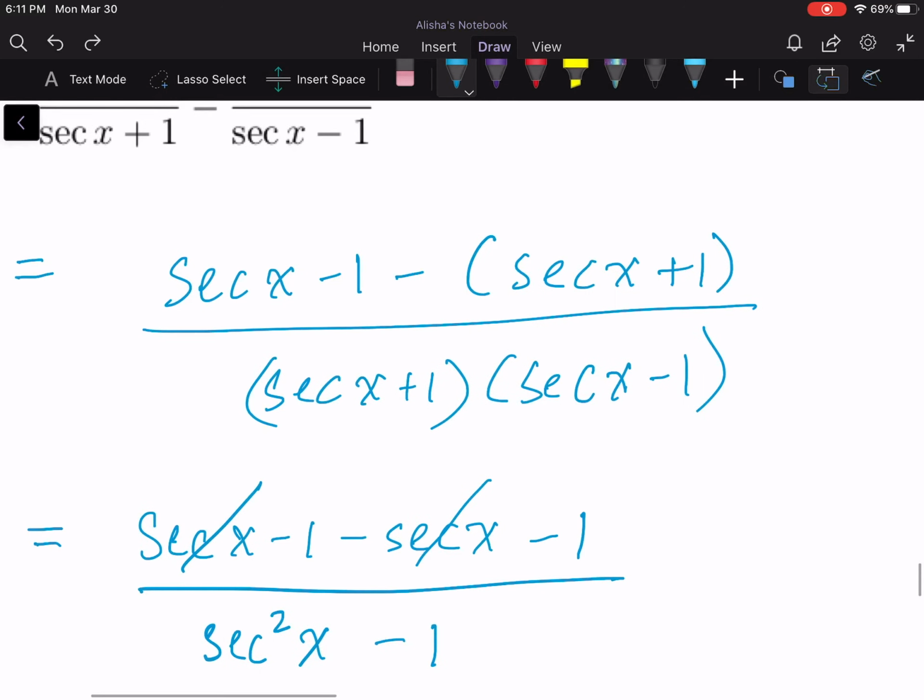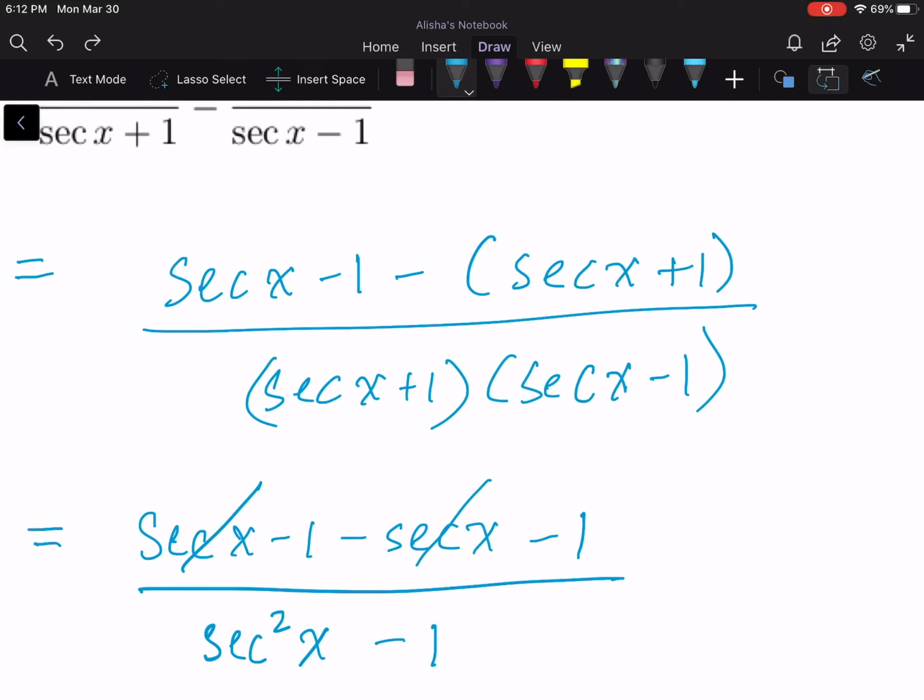So the two secants would cancel out. My strategy here was informed by me looking ahead and preempting what was going to happen. And so now that numerator simplifies really nicely to just -2.